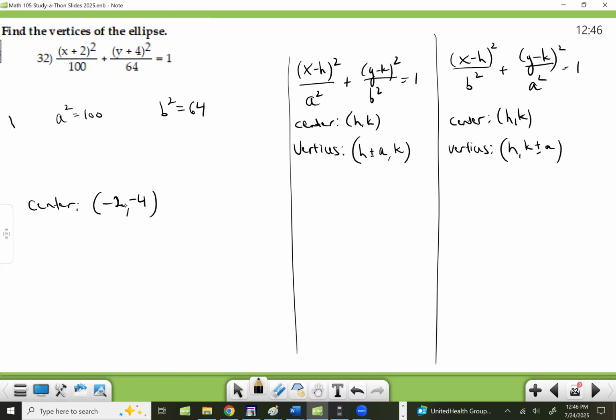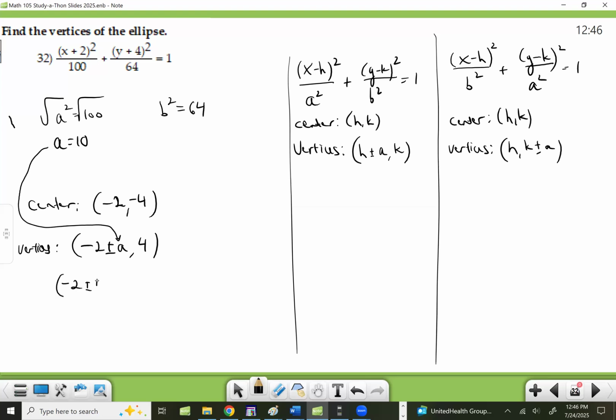Because the bigger number is underneath x, that means we are going to add and subtract a to the x value, and leave the y value alone. This is what's going to give us our vertices. So let's get a. If we square root both sides, we find out that a is 10. So we take that 10 and substitute it in right here: -2 plus or minus 10, comma 4.